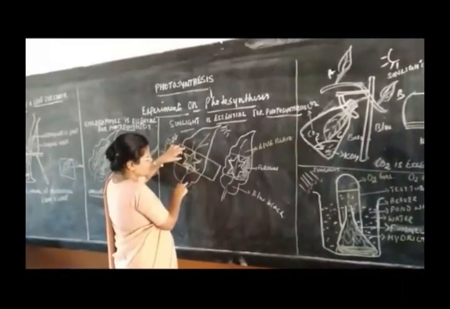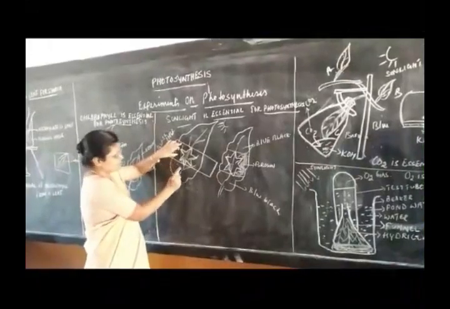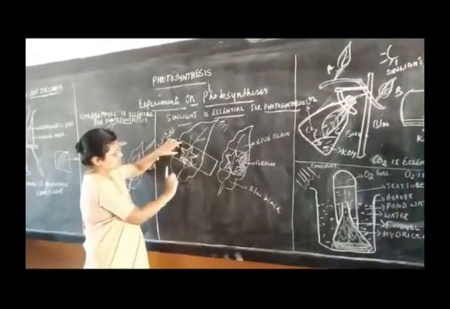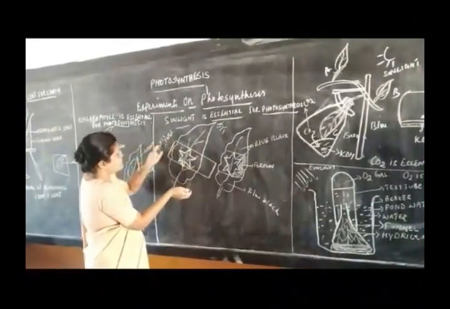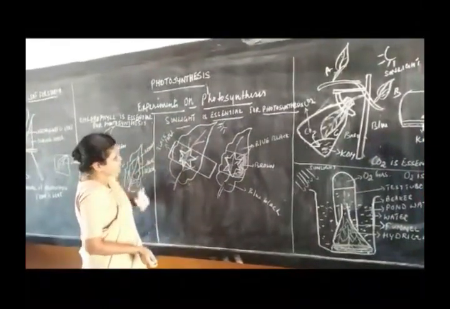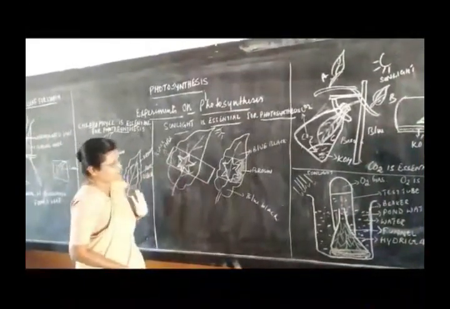This area gives all the raw materials needed for photosynthesis, that is your water, carbon dioxide, sunlight, chlorophyll, etc. Similarly here, but this region which is covered with the black paper gets everything except sunlight.